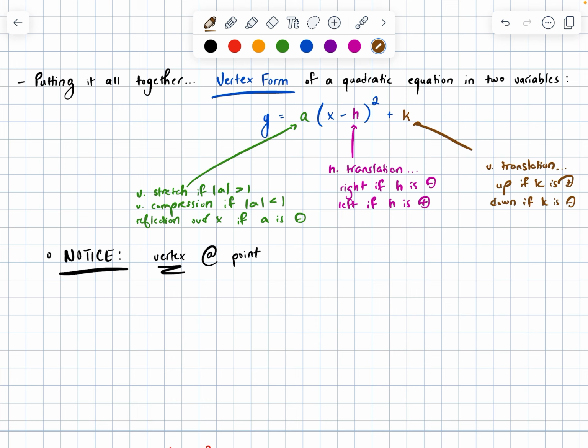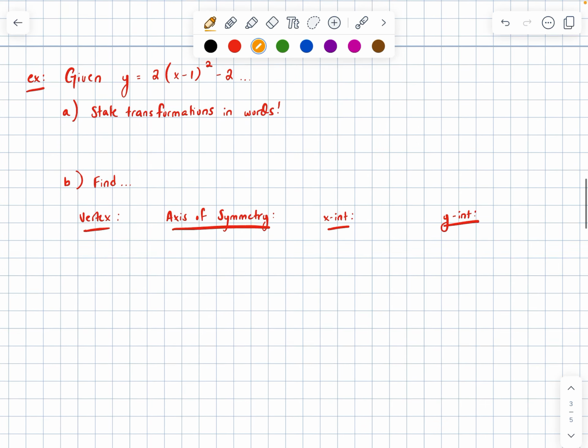Very nice. And the thing that we noticed about this vertex form, the reason why it's called vertex form, is because these translations, h and k, match up with the coordinates of my vertex. So my vertex lives right at the point (h, k). By looking at the structure of the equation, I can now place exactly where my vertex is on my graph. Cool. The last thing that we did here was take a couple of examples.